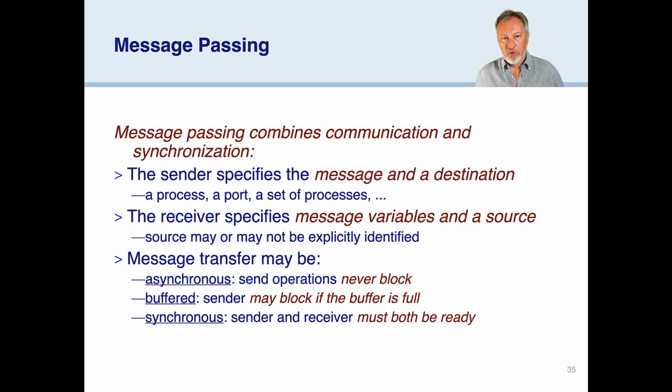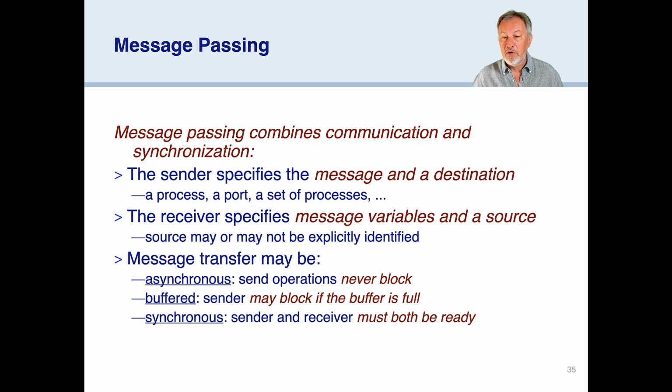Now let's have a quick look at message passing. As we've seen, message passing is combining communication and synchronization by avoiding having shared variables. So when you send, the sender specifies the message and also a target, so a receiver. That can be a process or a port or a set of processes, or as we'll see much later in the course, it could be a blackboard, it could be anything. You just say, put this message there.